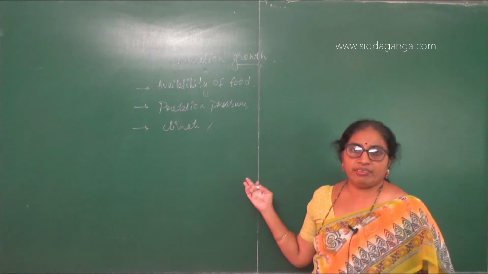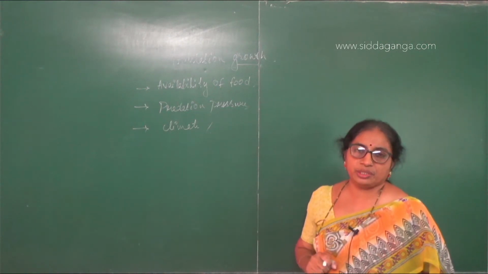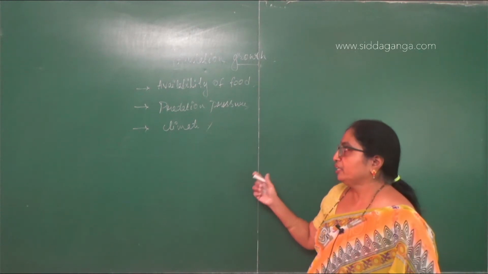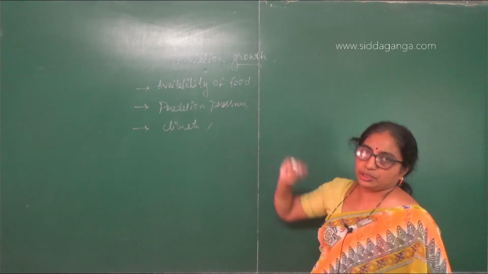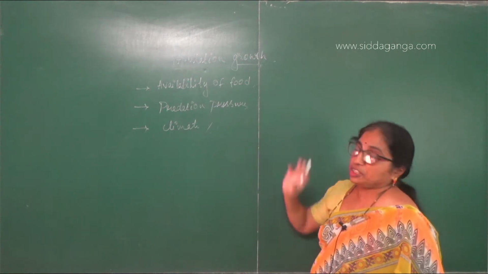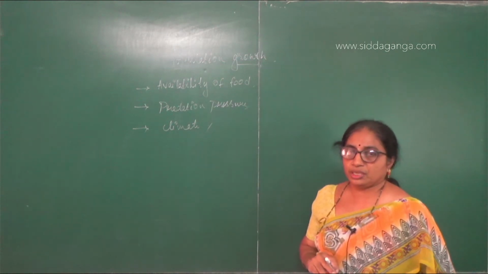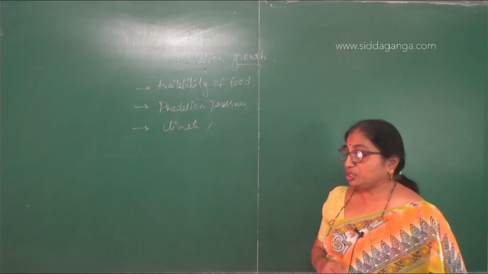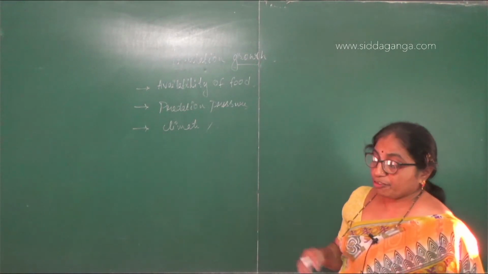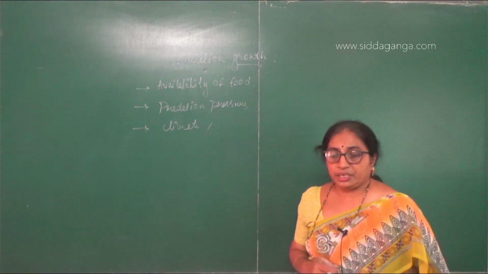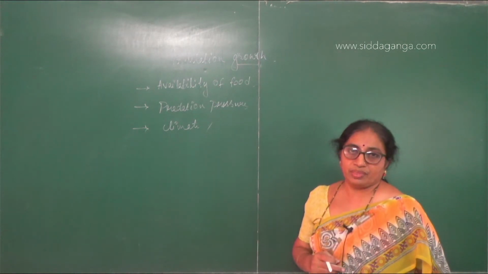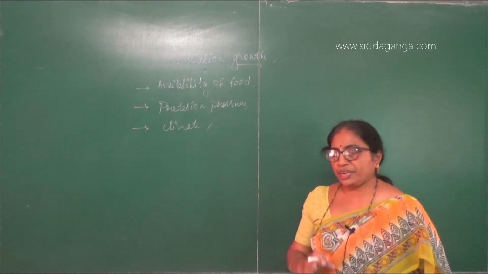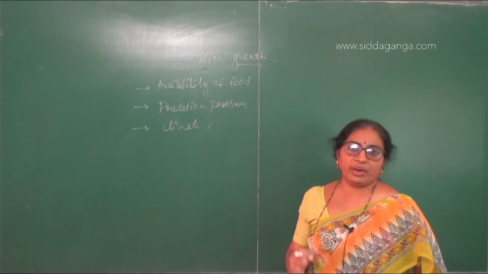So if there are heavy floods, if there are heavy famines, the organisms may not get food and shelter and they may die. So all these are various factors that will affect the population size and bring about a change in the population growth. Of course, population density is not static. It is not a constant. So it keeps varying. So population size may increase or may decrease.